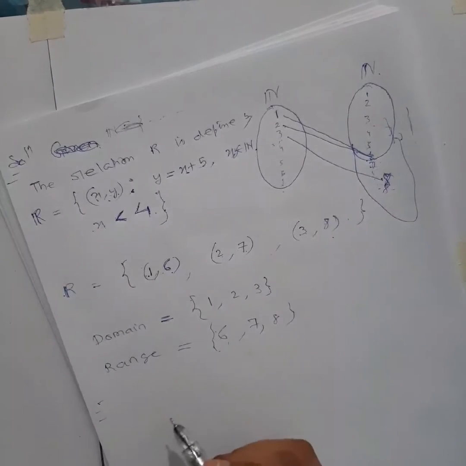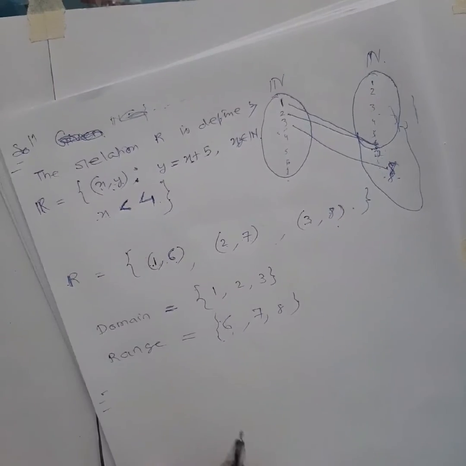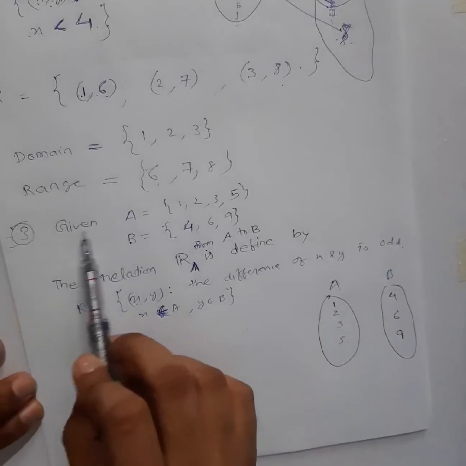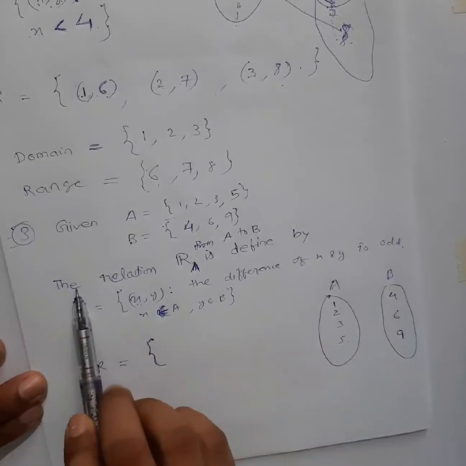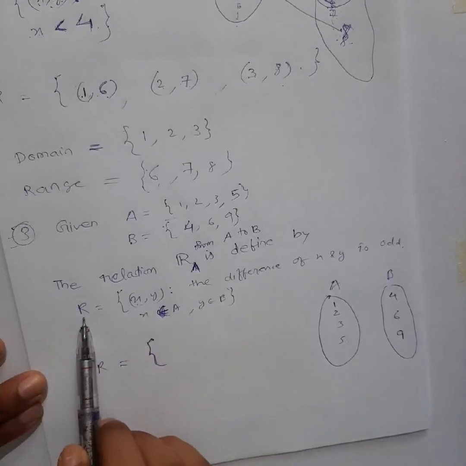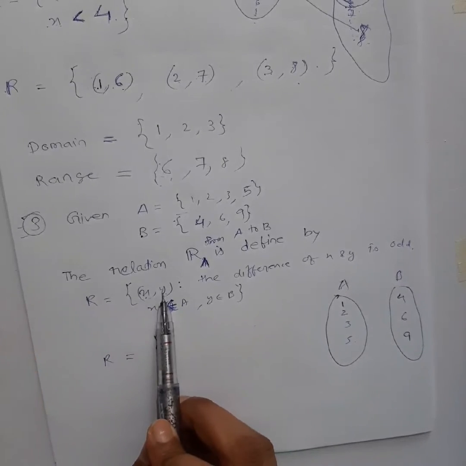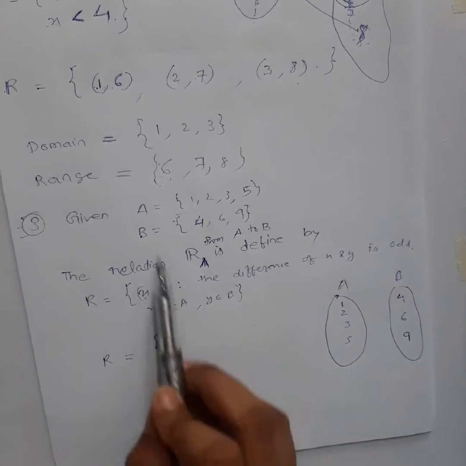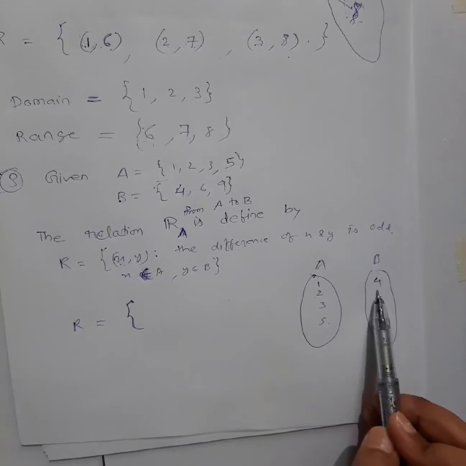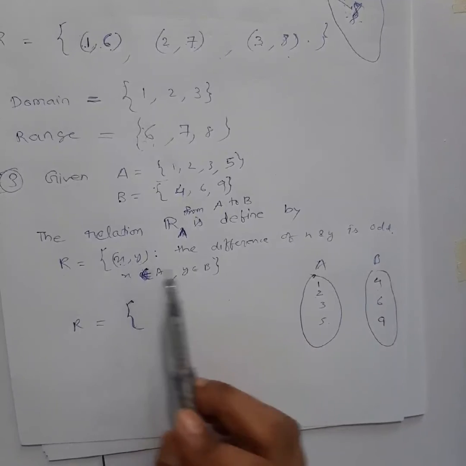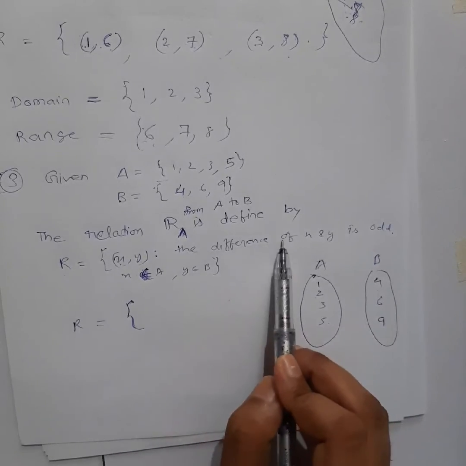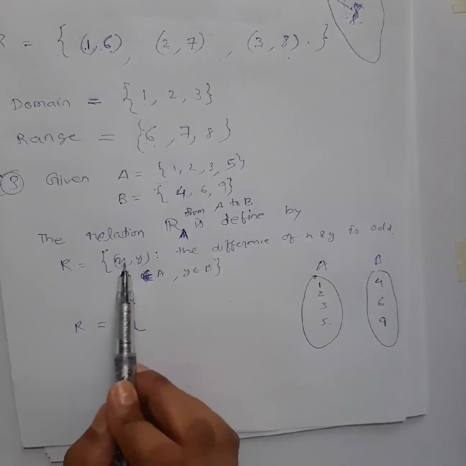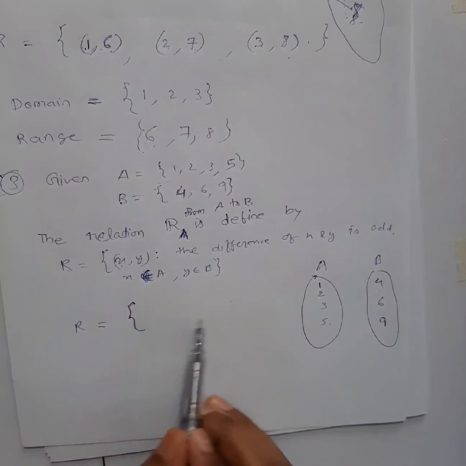Okay, in this way you try the rest of the questions. Okay, so I have already written number 3. Given A is equal to this set, B equal to this set, the relation defined from A to B is this one: R is equal to (x, y). The elements of the relation set will be ordered pairs, where x will be from the first set and y will be from the second set. Now these two must have a relation. What is the relation? The difference of x and y is odd. So if I subtract these two, it must be an odd number. Those elements only must be here.